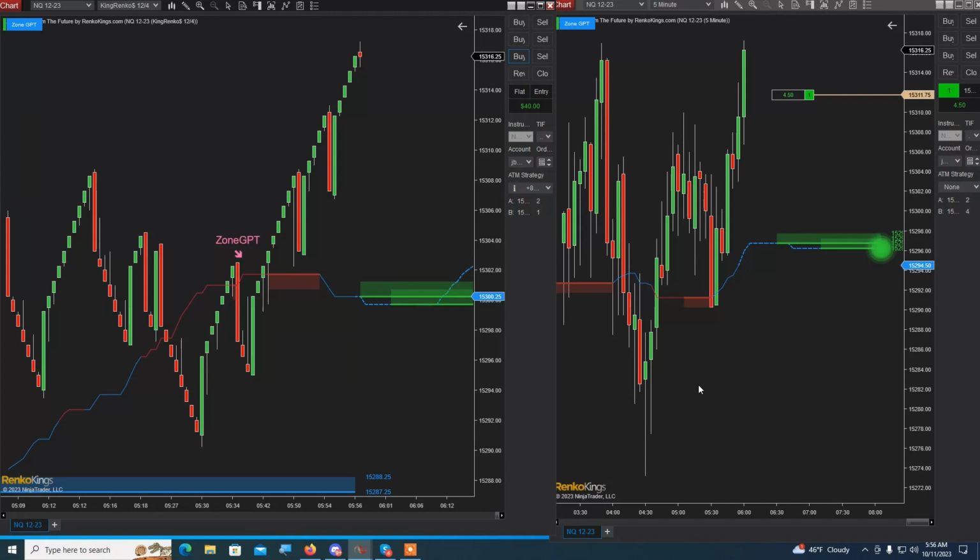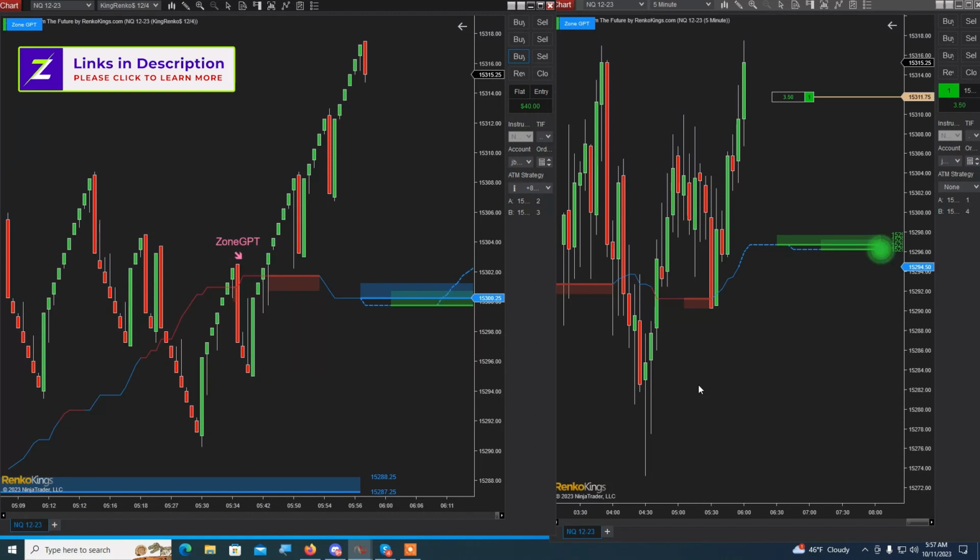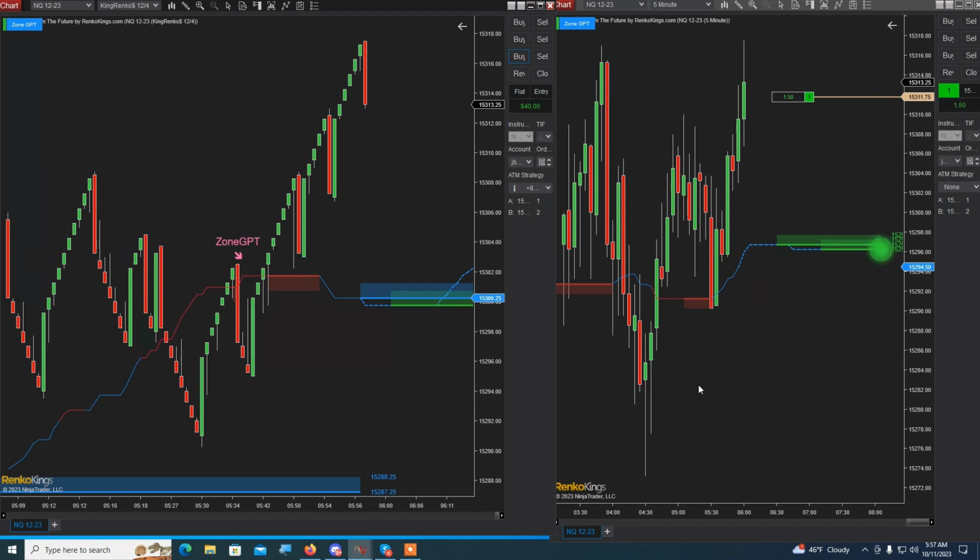As you can see, the 5-minute on the right, I took a long because the torch is green, and so what it's telling me is that ZoneGPT identified a bullish situation on this chart. On the left is a scalping chart, real fast, just kind of an 8-tick scalping, very different approach. And today, just like yesterday, on a 5-minute chart, I'm just going to follow what the torch is telling me. Right now it's bullish, and so I am in a long position.